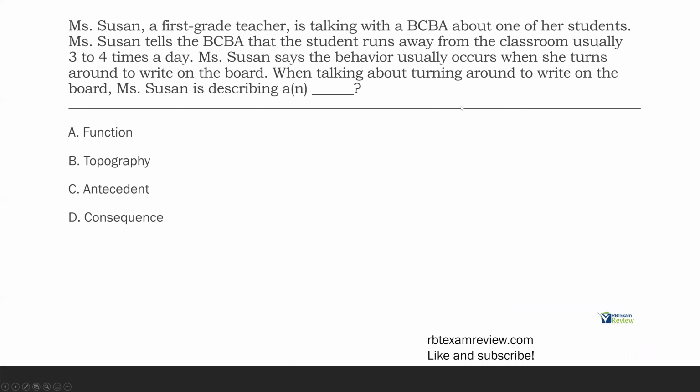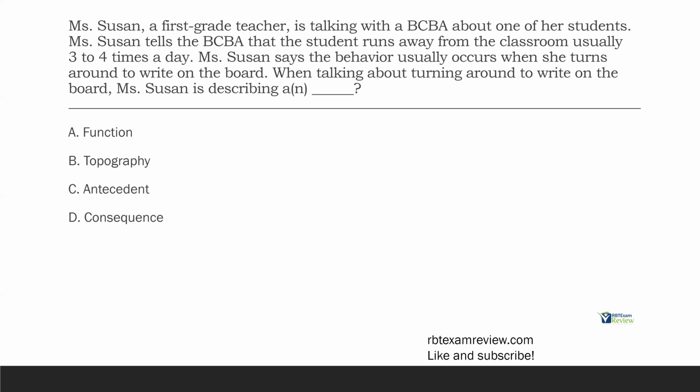Question 1. Miss Susan, a first grade teacher, is talking with a BCBA about one of her students. Miss Susan tells the BCBA that the student runs away from the classroom usually 3 to 4 times a day. Miss Susan says the behavior usually occurs when she turns around to write on the board. When talking about turning around to write on the board, Miss Susan is describing a what?